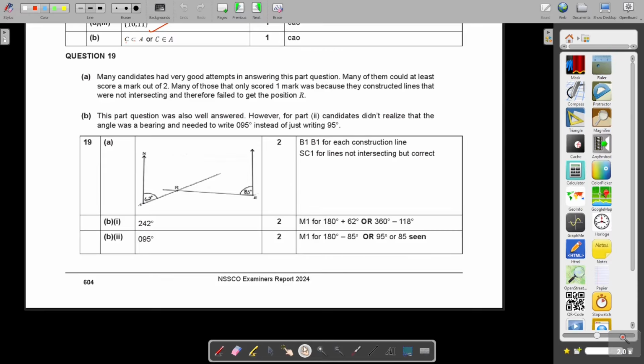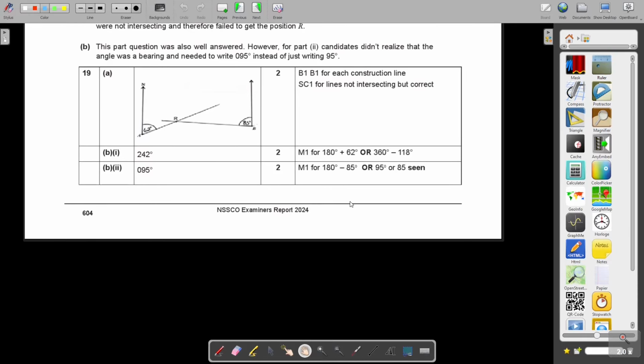That's very important. Okay, then the next one was then just calculation, 180 plus that 62, or you could have subtracted. But as long as you came to that one, then you were correct. Okay, and then don't forget your 0. So 095. But it seems to me they gave you 1 mark, not 2, if you write 95 and they saw that in the answer. Or even if they saw the 85.